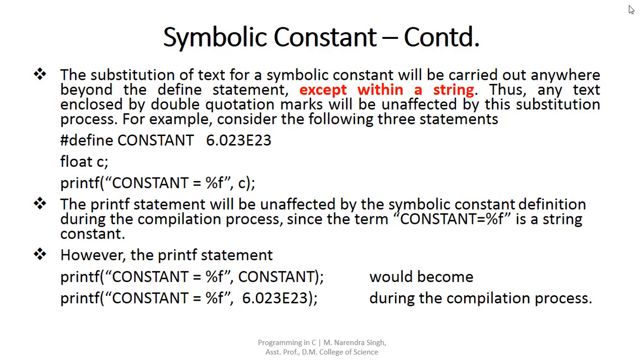However, instead of the above printf statement, if it were printf within parenthesis double quotation mark constant equal to %f comma constant, then this printf statement would become printf within parenthesis within double quotation mark constant equal to %f comma 6.023 exponent to 3 during the compilation process, because the constant written in uppercase letter outside the double quotation mark will be replaced by the value 6.023 exponent to 3 because it is a symbolic constant, and the constant inside the double quotation mark will remain as such because it is a string constant, not a symbolic constant.